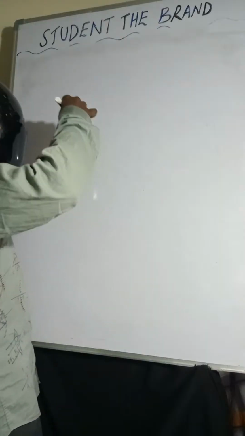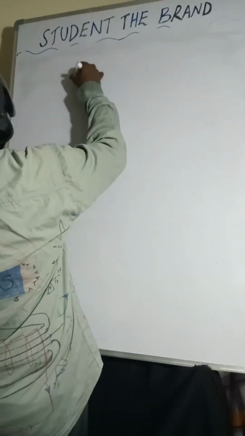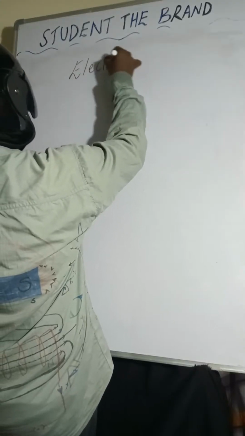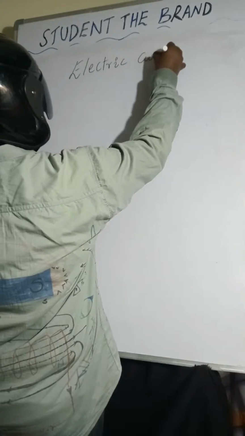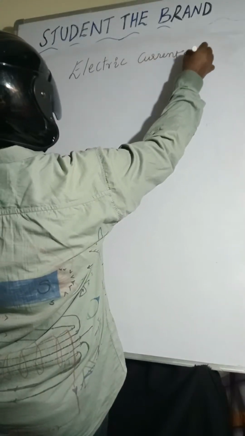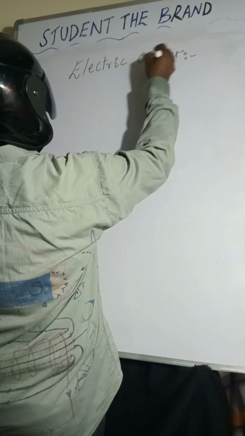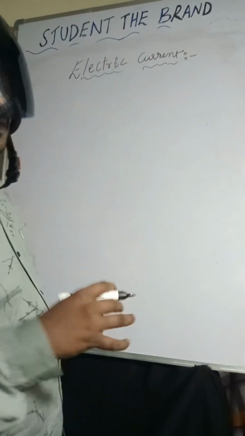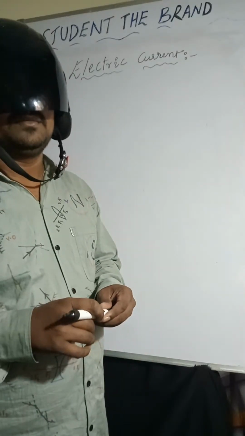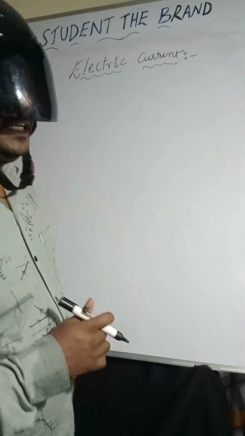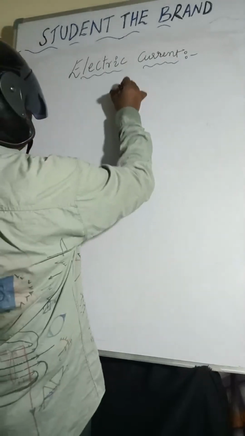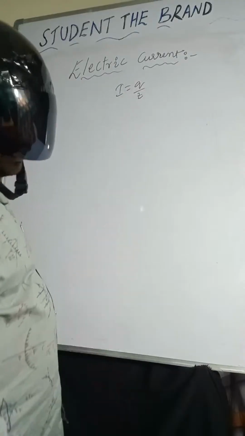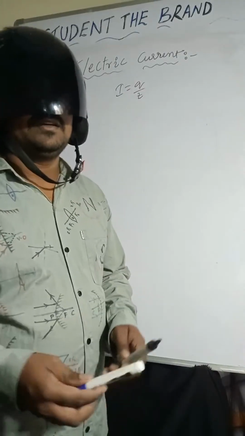Electric current. Electric current is nothing but the rate of flow of charge. I equal to Q by T. SI unit of current is ampere. SI unit of charge is coulomb.